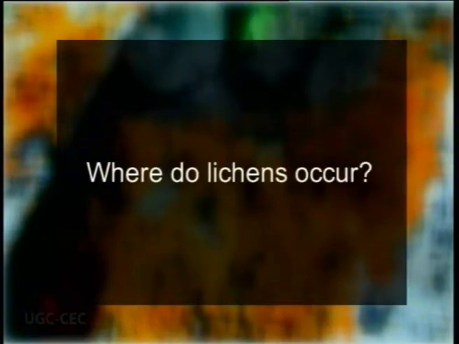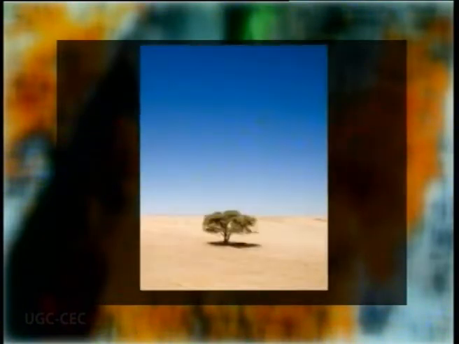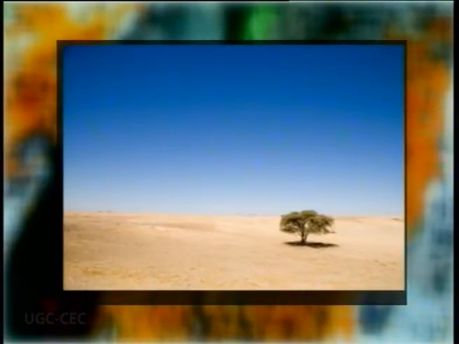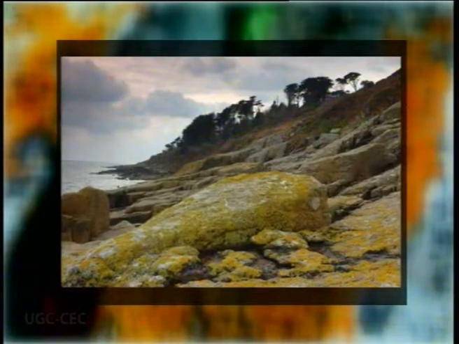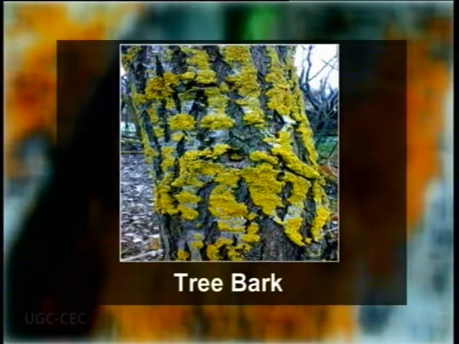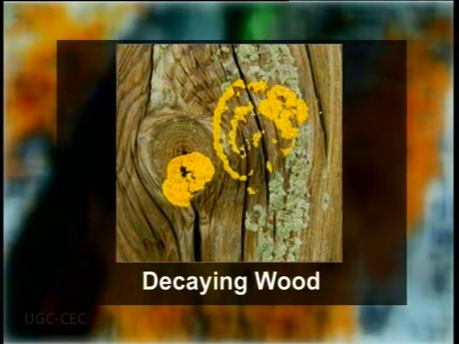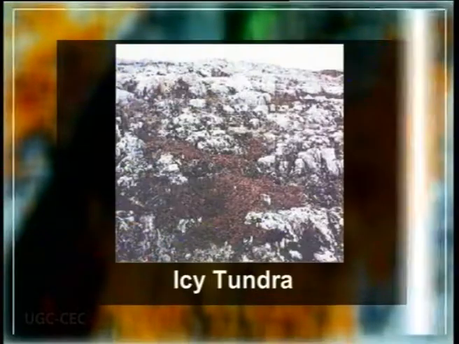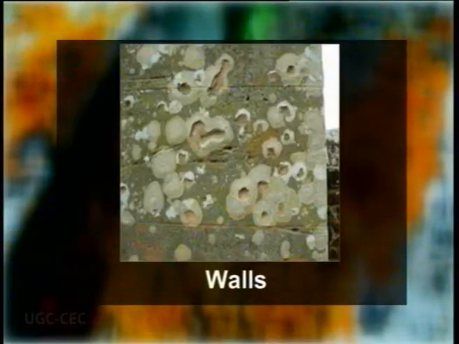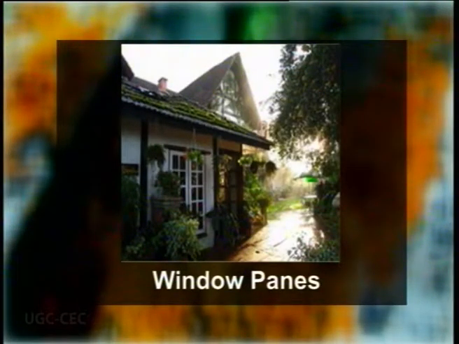Let's find out where these lichens occur. The lichens grow in a wide variety of habitats from Arctic to Antarctic, where most plants cannot survive. Some lichens are able to live where there is no other vegetation, and thus prove important colonizers of bare rocks. The most usual habitats of lichens are tree barks, decaying woods, leaves, branches, barren rocks, buildings, icy tundra or alpines, walls, window panes, and in many inhospitable places that can dry out.